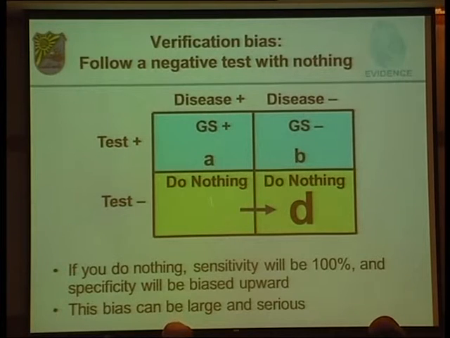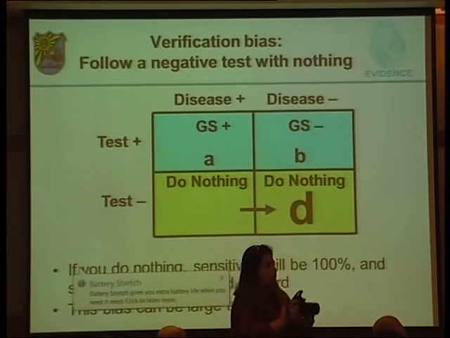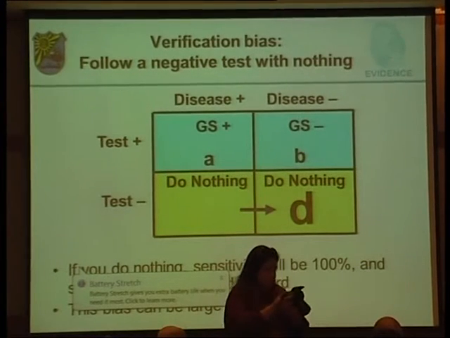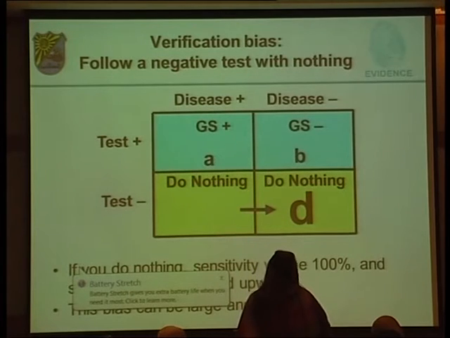What just happened to sensitivity? Actually, it goes to 100%, right? And what happens to specificity? It gets bigger, okay? So this bias can be large and serious. And this bias, by the way, is called verification bias. Verification bias, when not everybody gets the gold standard. You don't see it that often, but there are studies out there that have this.